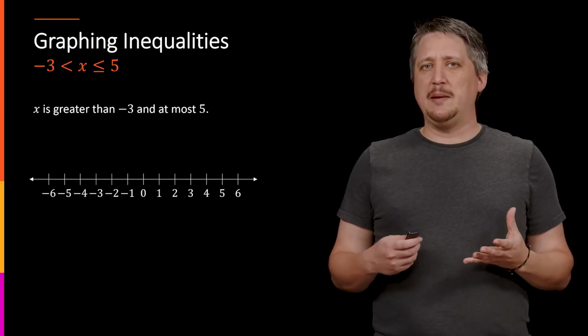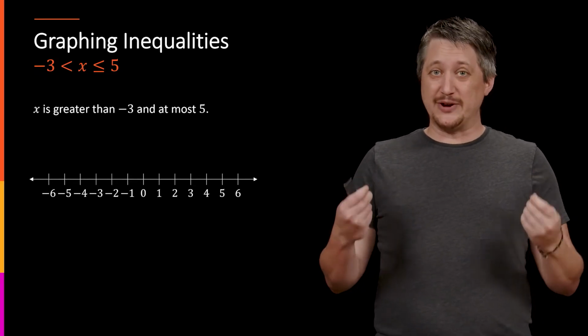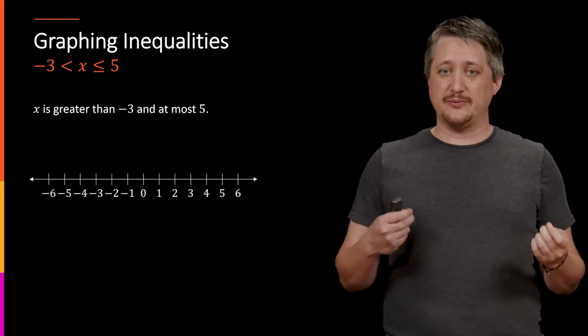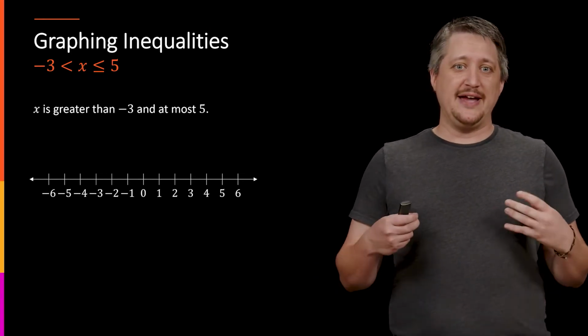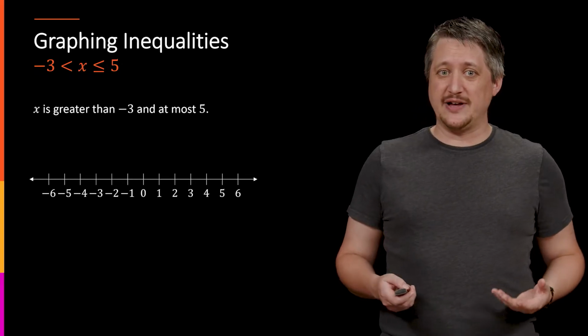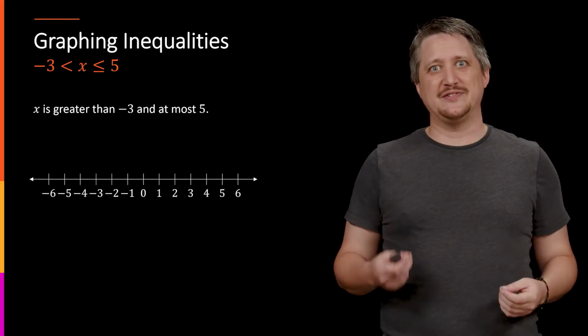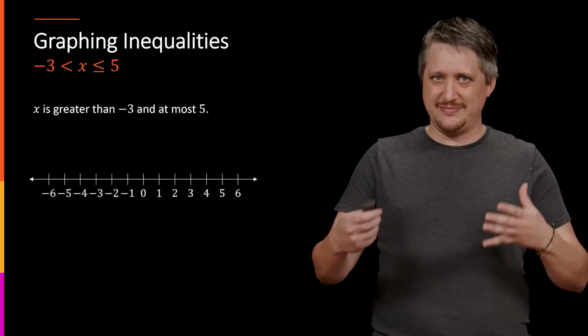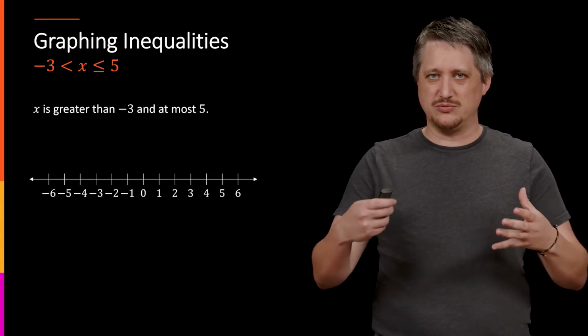Last but not least, it's very common to have a range that we're looking at. So we would say something like x is greater than -3 and at most 5. X is between -3 and 5, right? Because if I just say between, usually we want strictly between. But any of these things would sort of work.